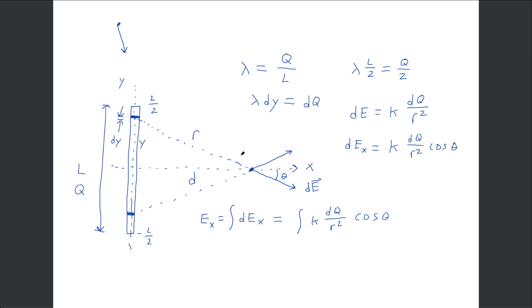So we can write that out, and we'll write it here. So r is equal to the square root of y squared plus d squared. Or we can say y squared plus d squared to the 1/2 power.